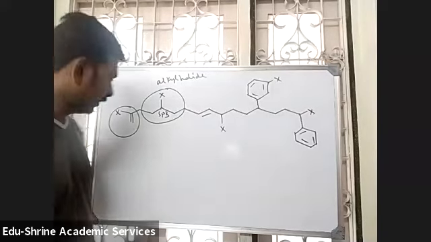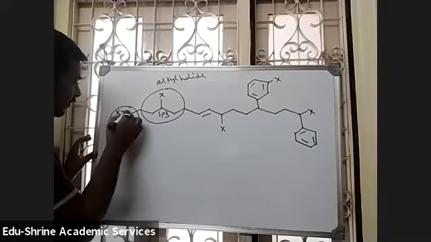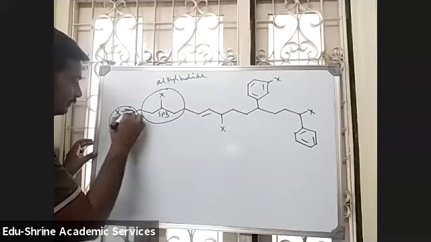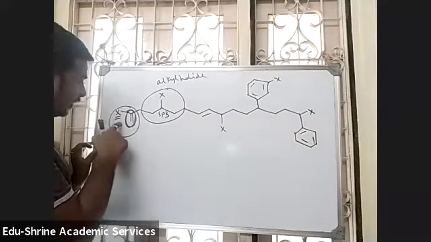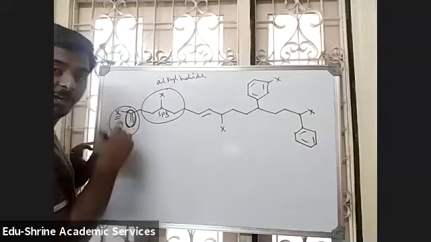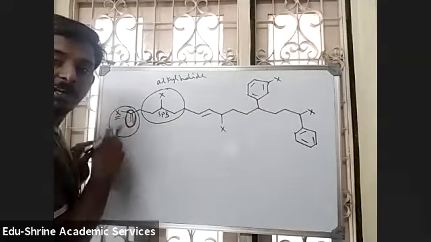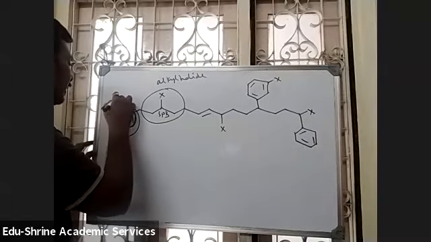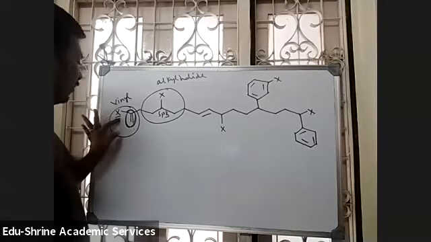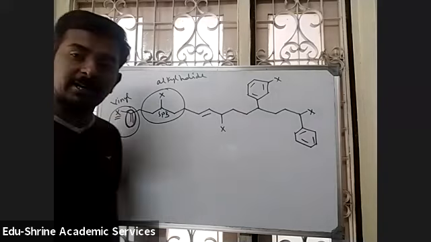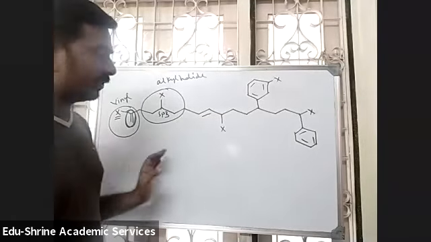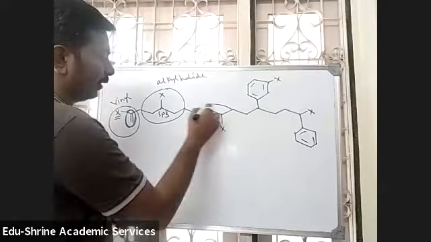Vinyl, yes, because this is the halogen which is directly attached to a double bonded carbon atom. If any halogen is directly attached to a double bonded carbon atom, it is called vinyl. Okay. What about this group?